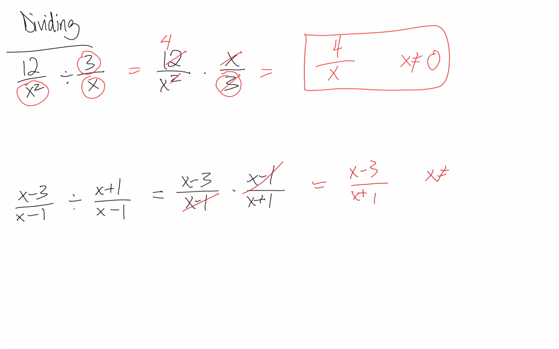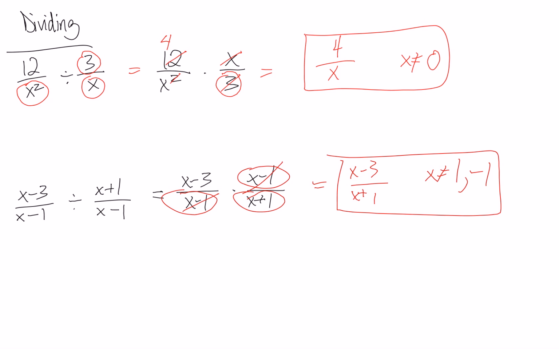So our non-permissibles are, we got 1 for the bottom, negative 1 for the bottom, and then we'd also have a positive 1 for the top, but we've already got that one, so we don't have to worry about it. So that's it for those ones.